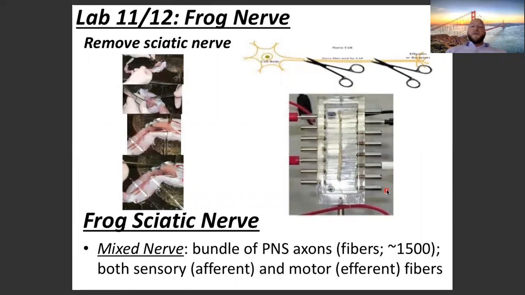So some background information. The frog sciatic nerve, so I want to make a distinction. A nerve refers to a bundle of peripheral nervous system axons. PNS is peripheral nervous system axons. A neuron is a single nerve cell. So when you talk about the sciatic nerve, it's a bundle of peripheral nervous system axons. When you talk about a neuron, it's a single nerve cell.